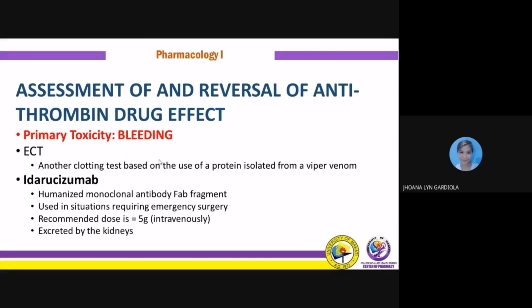So that would be all for the direct thrombin inhibitors. In the next video, we will be discussing the basic pharmacology of fibrinolytic drugs.